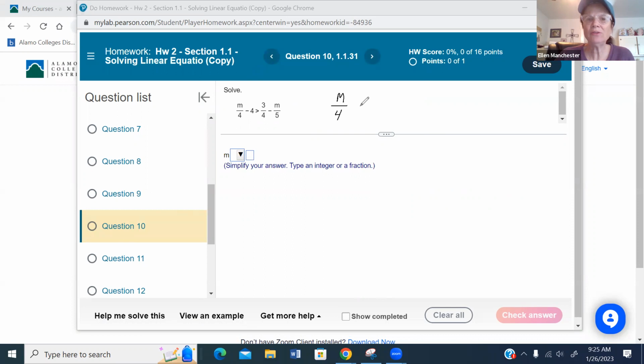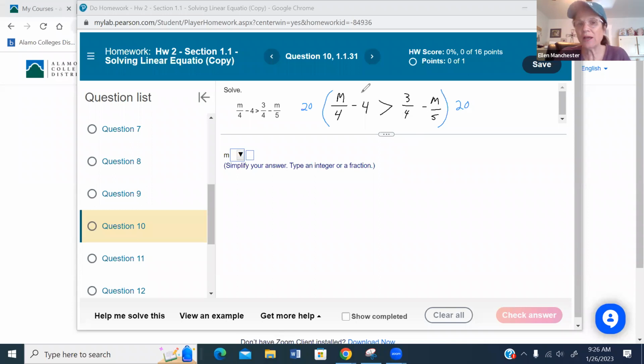Okay, so now this is one with an inequality. So that's a less than sign. 3 over 4 minus m over 5. So what I'm going to do again is I want to eliminate my fraction. I want to get rid of that denominator. So my denominators are 4, 4, and 5. Well, I'm just going to multiply 4 times 5. That's 20. So my common denominator, or least common denominator, is 20. I just multiplied 4 times 5.